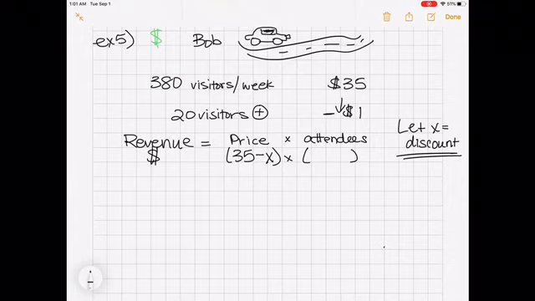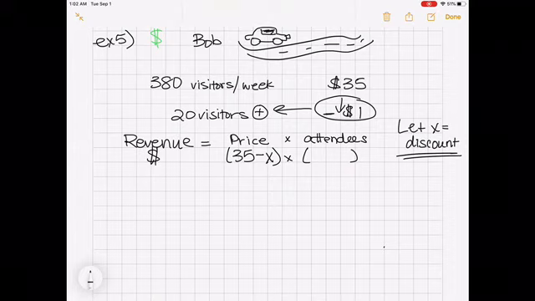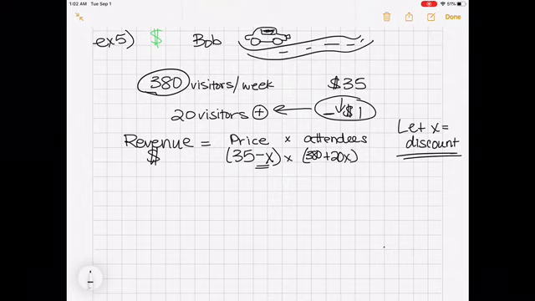Now, we do know that every time we reduce the price by $1, Bob figures there are 20 more visitors. So right now, normally we have 380 attendees, right? And as we subtract every $1 here, we add 20 more people. So for every $1 in price, we add 20 attendees, okay?